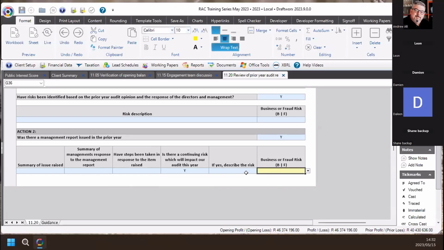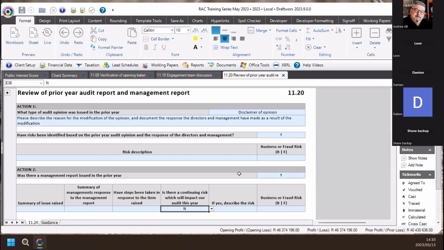Again, tell me, is it a business or a fraud risk? If there is not a continuing risk, then obviously we stop there. We don't need to raise a risk in this file anymore. So it's a fairly simple document, but quite important in the process, because if we do not consider last year's report or last year's management report, there could be things that we miss in the process. And that's why we have this document popping up in this section to go, let's go and actively look at those documents and make sure we're pulling in the pertinent information.